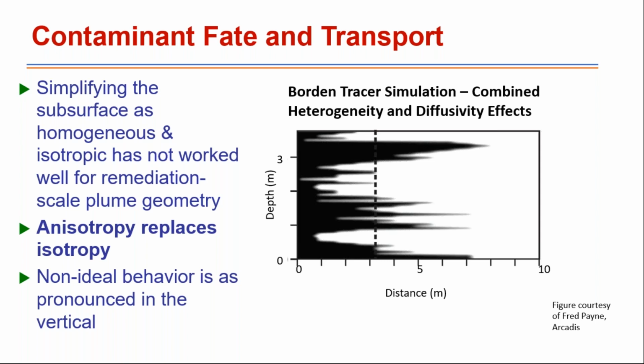Even in a 4 meter area, you have variances from 1 meter to 7 meters, just in a small area. So we can simplify the subsurface as homogeneous and isotropic. It's worked well for water supply, but has not worked well for remediation scale geometry. Remember, anisotropy replaces isotropy, and it's a non-ideal behavior that is pronounced in the vertical.